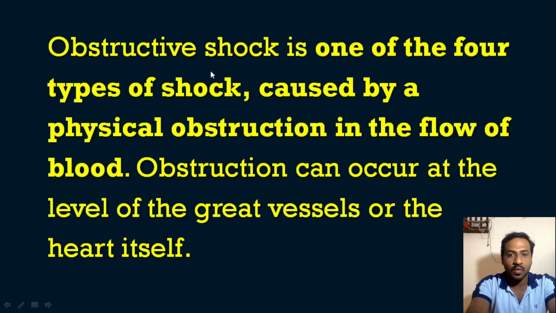One more option in our question was obstructive shock. What is obstructive shock? Obstructive shock is one of the four types of shock, caused by a physical obstruction in the flow of blood. As the name indicates, there will be a physical obstruction in the flow of blood. The obstruction can occur at the level of the great vessels or in the heart itself. Wherever it is, the final effect will be reduced cardiac output, hypotension, reduced blood supply to the vital organs, and finally the patient will move on to a fatal condition, that is shock.